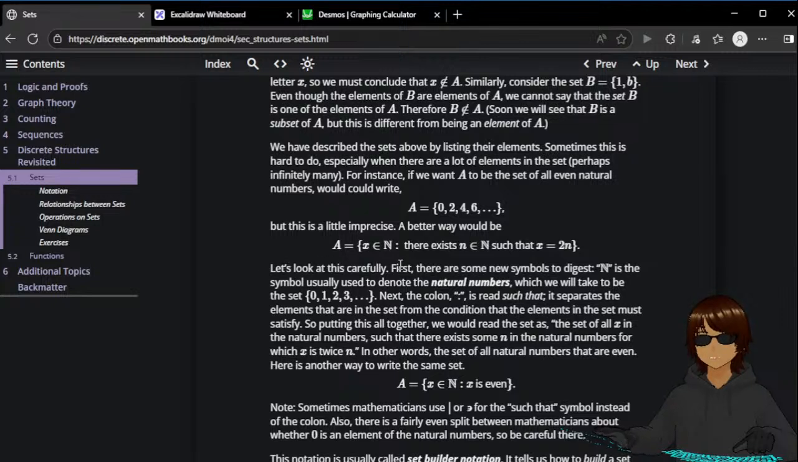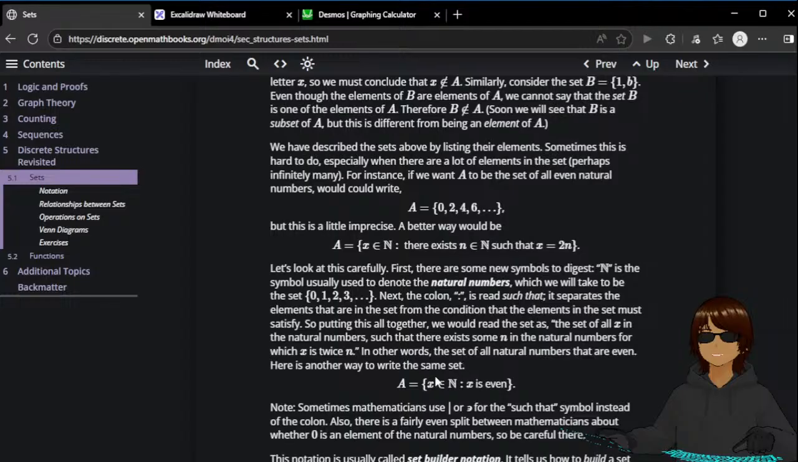Let's look at this carefully. First, there are some new symbols to digest. N is the symbol usually used to denote the natural numbers, which we will take to be the set 0, 1, 2, 3 all the way till infinity. Next, the colon is read "such that". It separates the elements that are in the set from the condition that the elements in the set must satisfy. So putting this together, we would read this as the set of all x in the natural numbers such that there exists some n in the natural numbers for which x is twice n. In other words, the set of all natural numbers that are even.